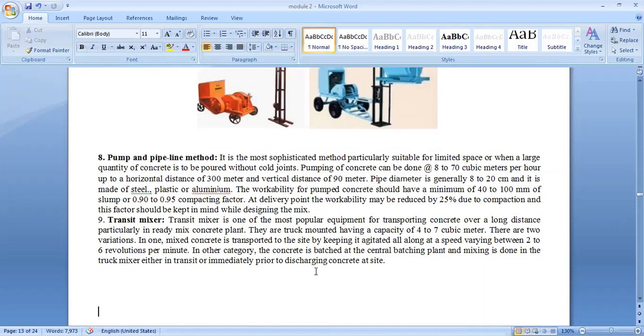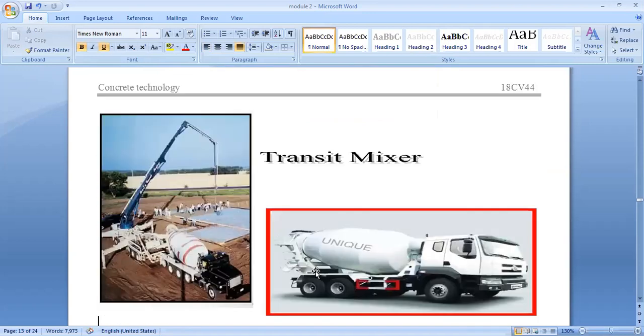This was about pumping, and the last will be the transit mixers.